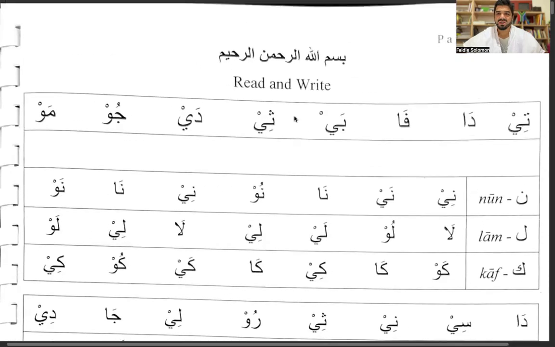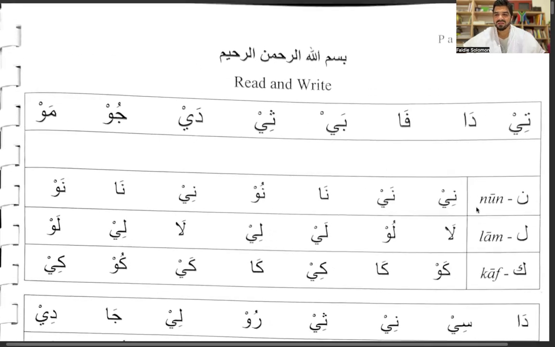We're on to page 8, and as you can see, we will be introducing 3 new letters in this lesson. The letters we've covered so far: Sin, Ta, Ra, Ba, Mim, Fa, Jim, Tha, and Dal. It's 9 letters, so 3 more will make it 12 out of 29, and soon, inshallah, we will have covered all 29 letters.